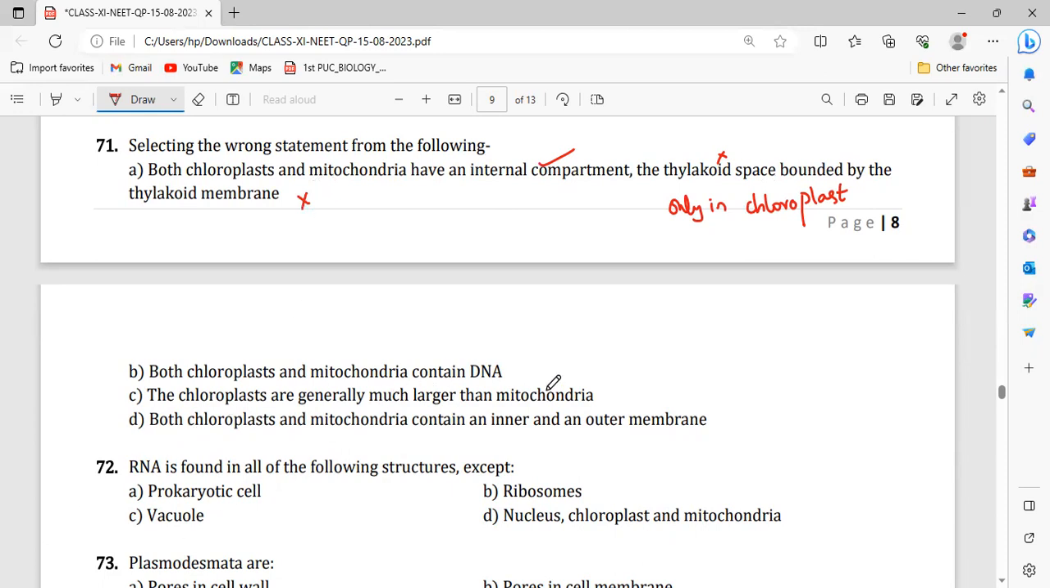Both chloroplast and mitochondria contain DNA, true. So it is a double-stranded, circular DNA. Then chloroplasts are generally much larger than mitochondria. Correct. Both chloroplast and mitochondria contain inner and outer membrane. Two membranes are there. So the answer is option E.